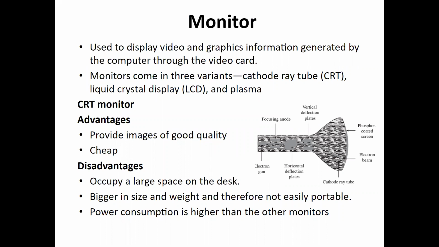Now, studying about the monitor, right? The monitor is the display unit, basically the screen of the computer. It is the main output device that displays the processed data or information as text, images, audio, or video. Okay. Monitors also come in three variants: CRT, LCD, and plasma. CRT stands for cathode ray tube, LCD stands for liquid crystal display, right? So we will be studying the CRT monitor.